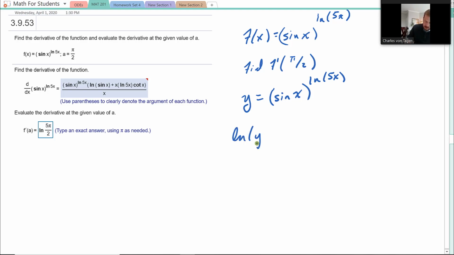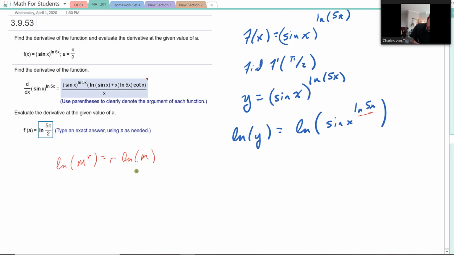Here we get the natural log of y is equal to the natural log of the sine of x all to the natural log of 5x. Well, one of the reasons why I did that is because now this power on the argument inside the logarithm can come outside of it. Remember, that's the property that says if you have the natural log of m to the r, you can rewrite this as r natural log of m. So let's give this a shot.